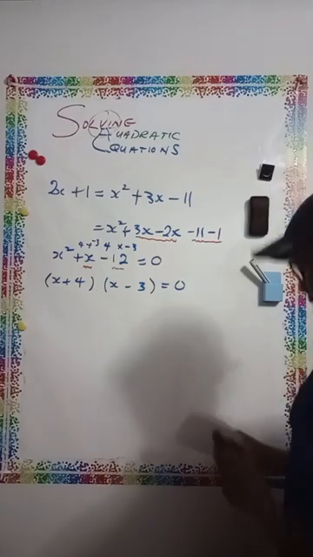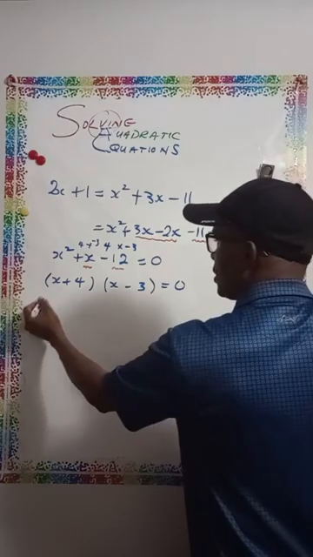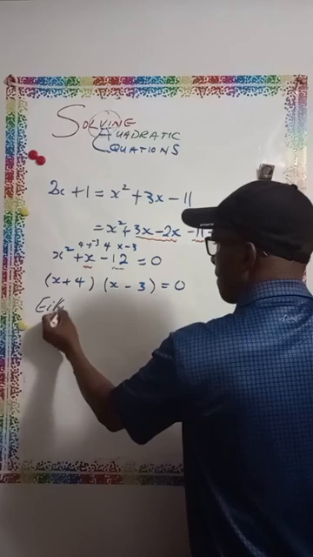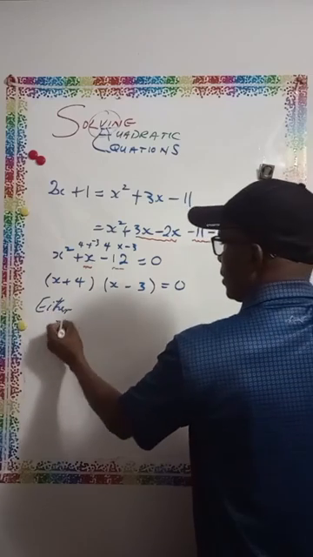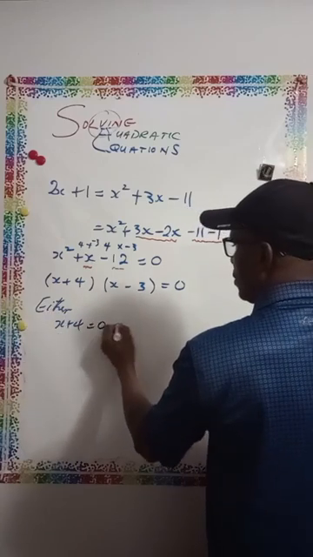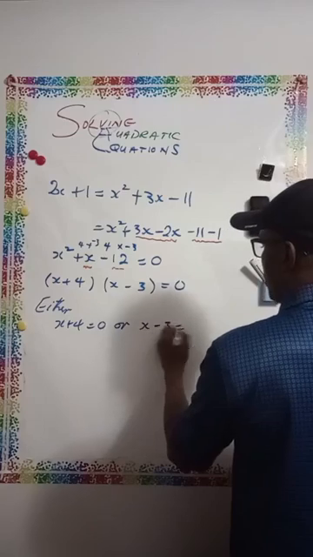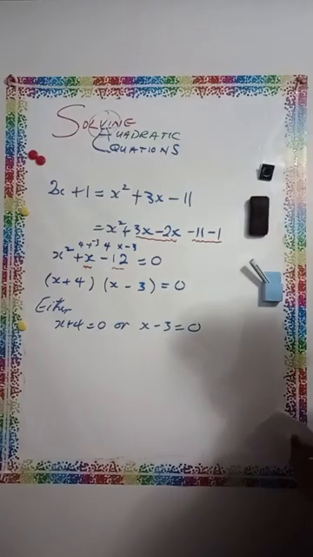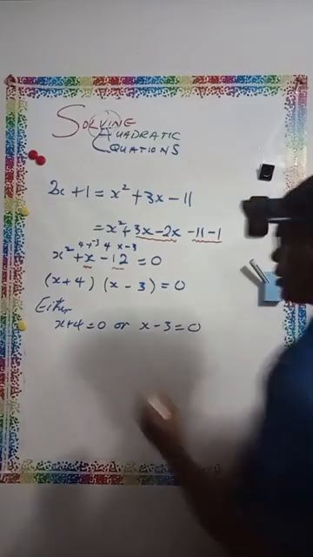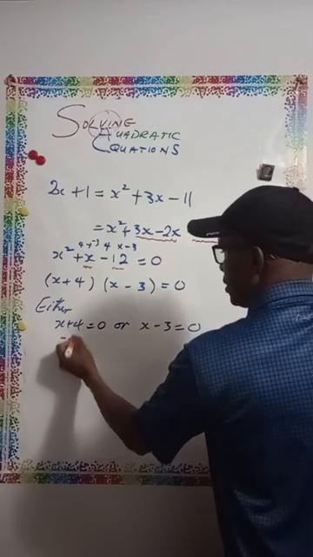This looks familiar again. So we use our magic word, either. So we now have either x plus 4 equal to 0 or x minus 3 equal to 0. And from there, you're going to go to the undo process or processes, right?